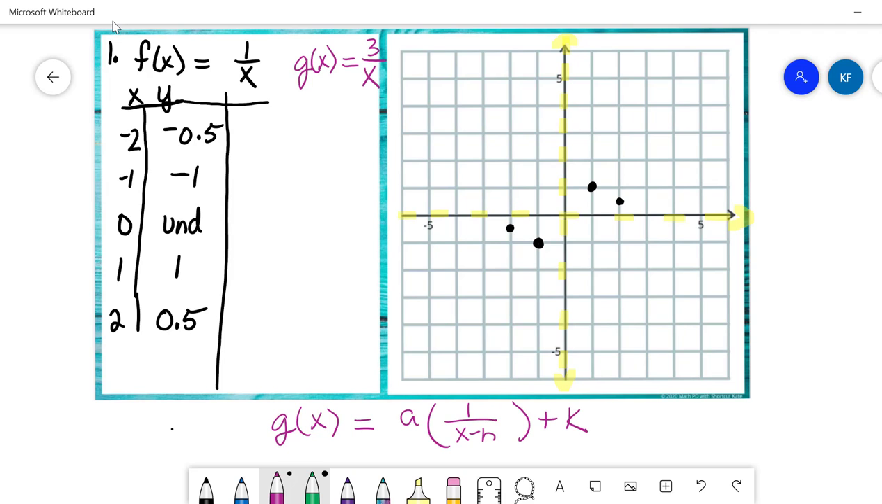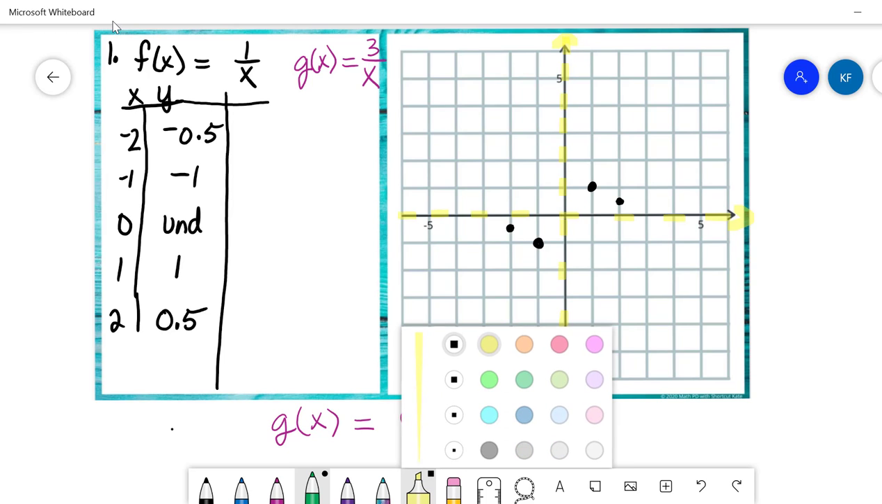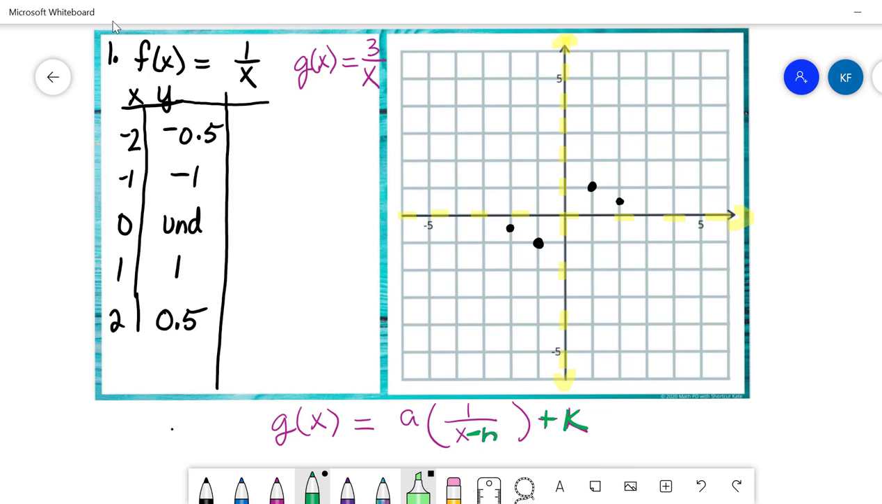And I'm leaving the b out of this one on purpose, just for simplicity reasons, so it doesn't get too confusing. The other thing I want you to notice is there is no h in this one and there is no k in this one. So really what you have is that stretch that's right here. That's the a value again in the equation.